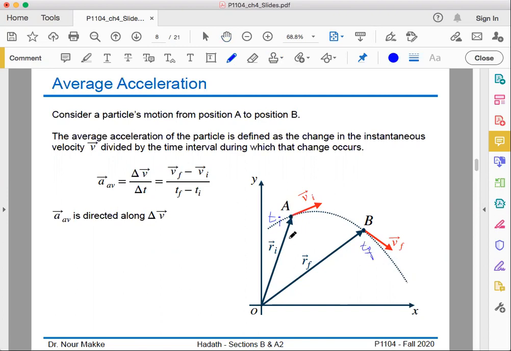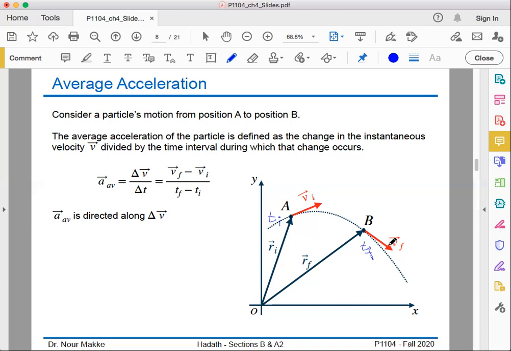At point A, the position of the particle is defined by the vector Ri, and it has a velocity Vi, as you can see drawn with this red vector. And at point B, we can also define the position vector Rf and the velocity vector Vf. Please note that V initial and V final correspond to the instantaneous velocity: Vi is the velocity determined at time Ti at point A, and Vf is the instantaneous velocity evaluated at time Tf at point B.